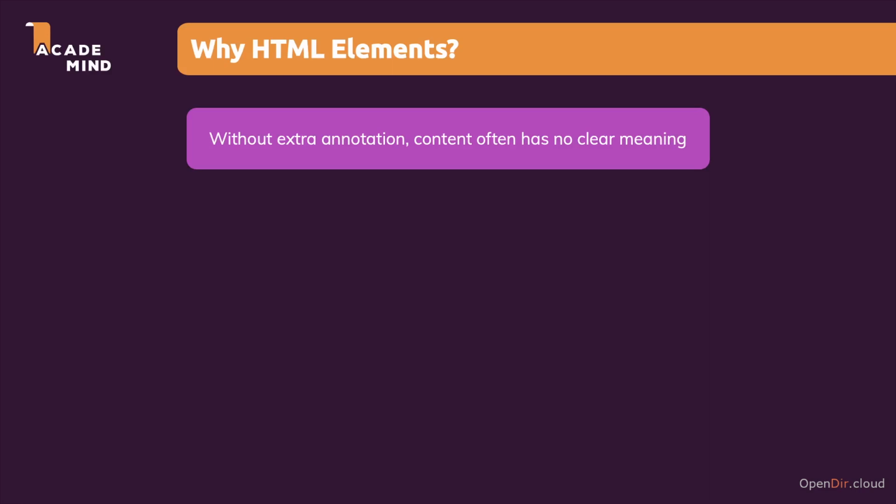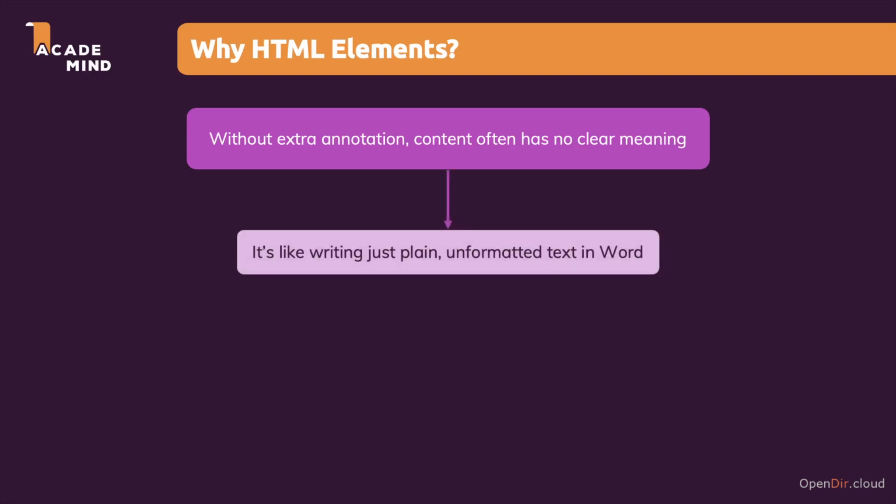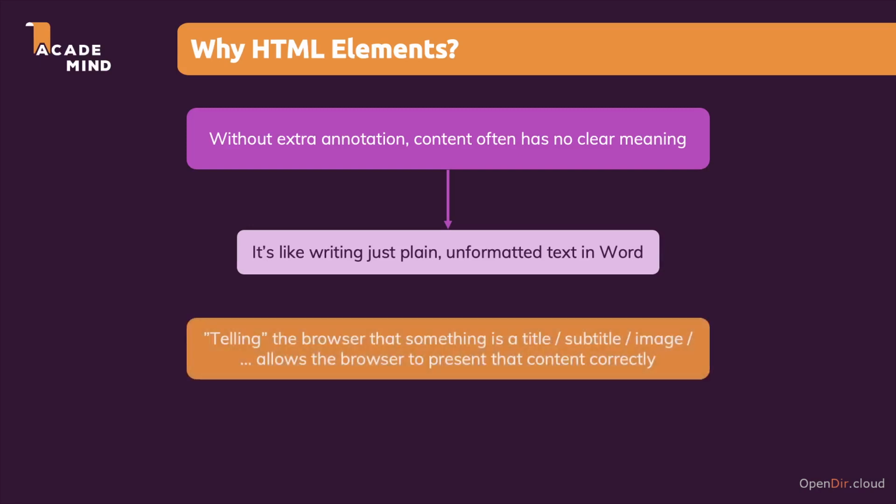It's basically like in the Word document, where you also don't just write plain unformatted text. Instead, you make text bold, you turn something into a title to convey extra meaning. That's why we use HTML elements, because with that we can annotate and describe our content, and we can tell the browser that something should be a title, a subtitle, an image, or anything else. And that in turn then allows the browser to display this content correctly.